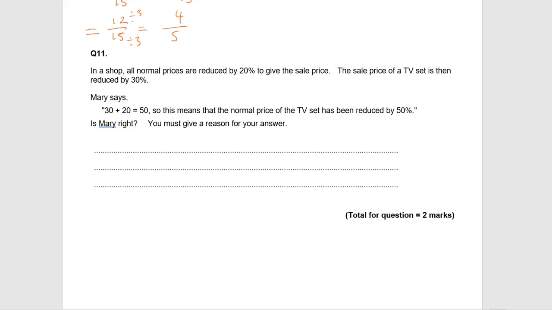In a shop, normal prices are reduced by 20% to give the sale price. The sale price of a TV is then reduced by 30%. So 20% first and 30%. Mary says 30 plus 20 is 50. So this means that the normal price of the TV set has been reduced by 50%. Is Mary right? You must give a reason for your answer.